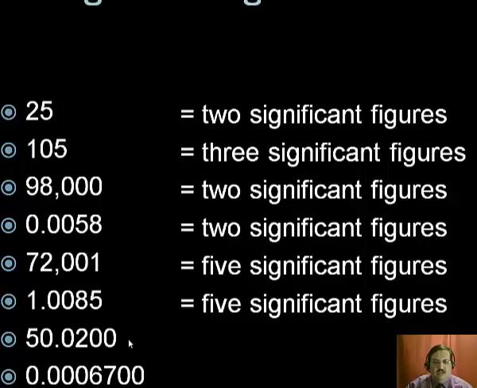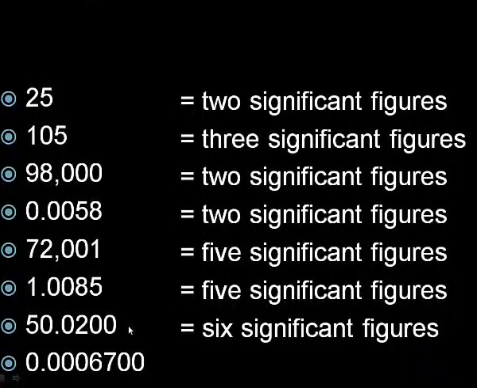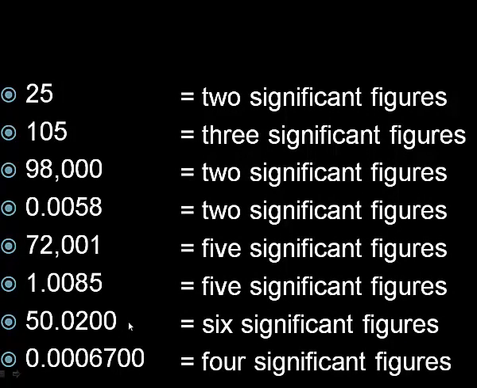Now getting a little bit tricky on the last 2. So here on number 7, we know the 5 and the 2 are significant. We have captive zeros which are significant. We also have trailing zeros. Now these trailing zeros are in a number with a decimal place, so they also count. I will have 6 significant figures. And the last one, I will actually have 4 significant figures. The 6 and the 7 count. My trailing zeros count because they're after the decimal place, but all my leading zeros do not.